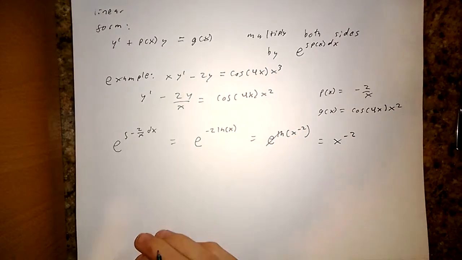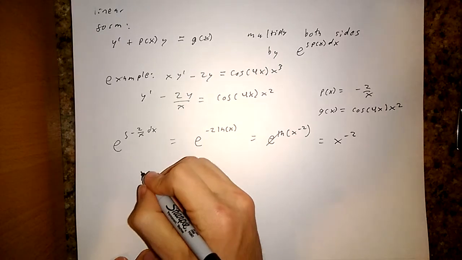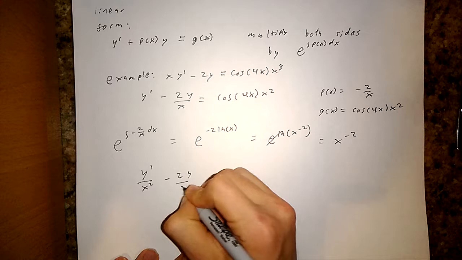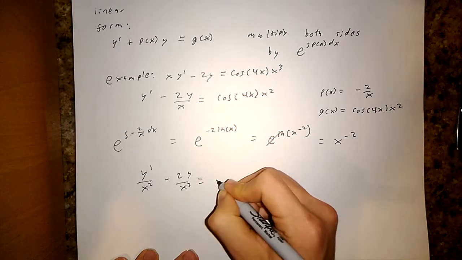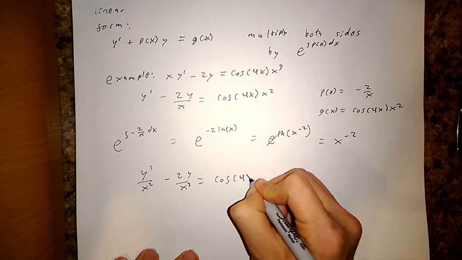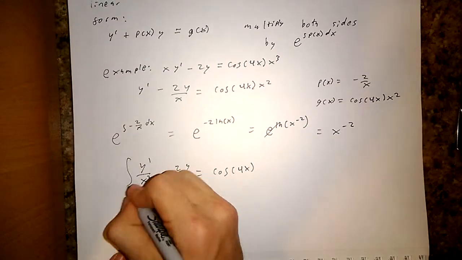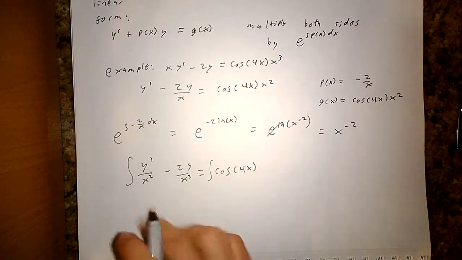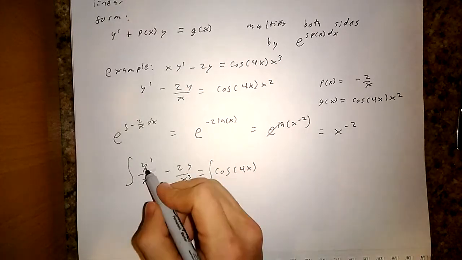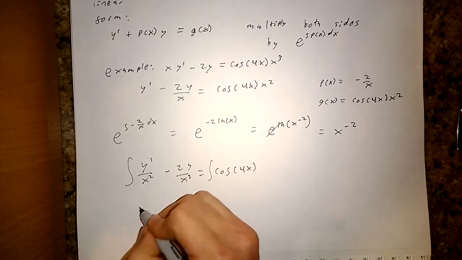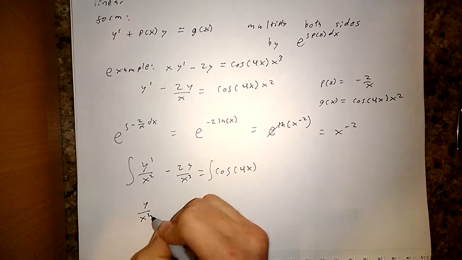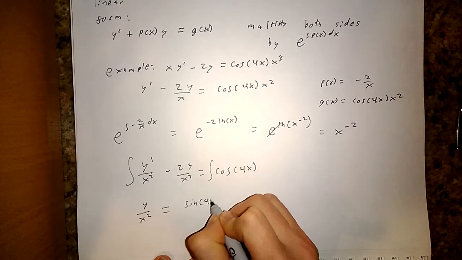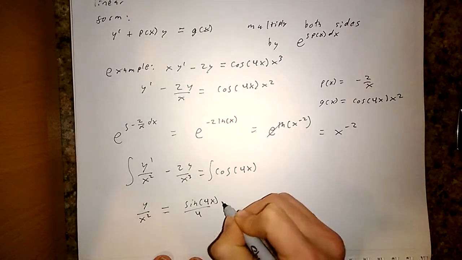So multiplying both sides by that, we get y prime over x squared minus 2y over x cubed equals cosine of 4x. Now, here we want to take the integral of both sides. Now, the integral of this side is, if you did the last part right, just going to be this first term without that prime. So we're going to have y over x squared equals the integral of cosine, which is sine. And because of this 4x, we have to divide by 4, plus c.